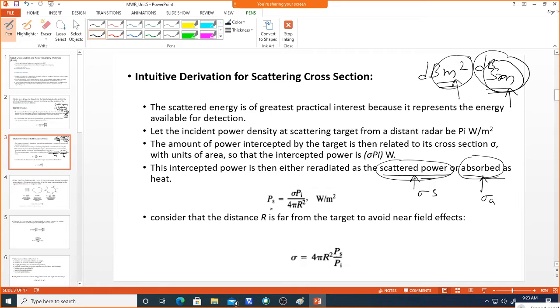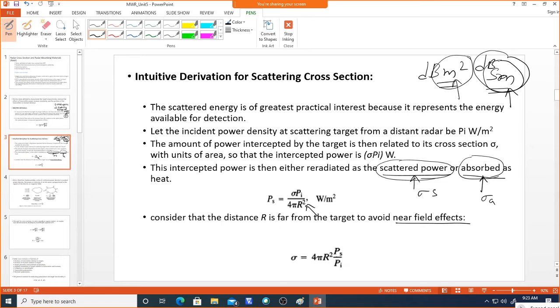So the scattered power can be written like this. And if you consider the distance r from the target to avoid the near field effects, that means this distance should be larger, because the near field effects are inductive effects, and they will be there if the distance r is small. So that's why we need to take r considerably large.